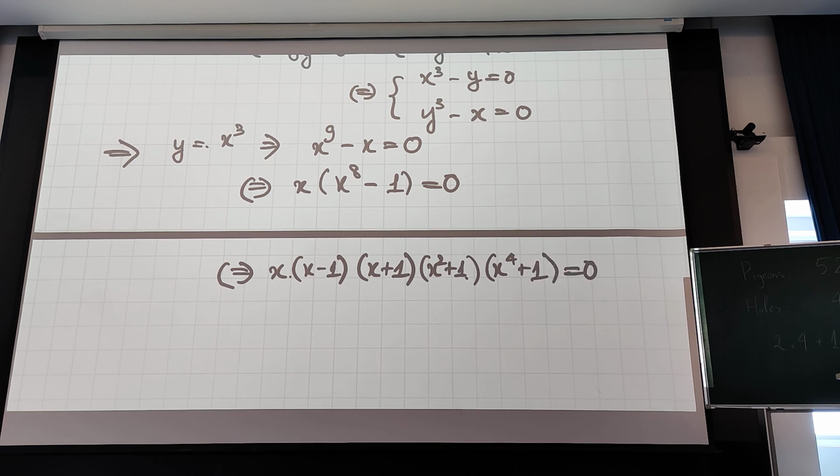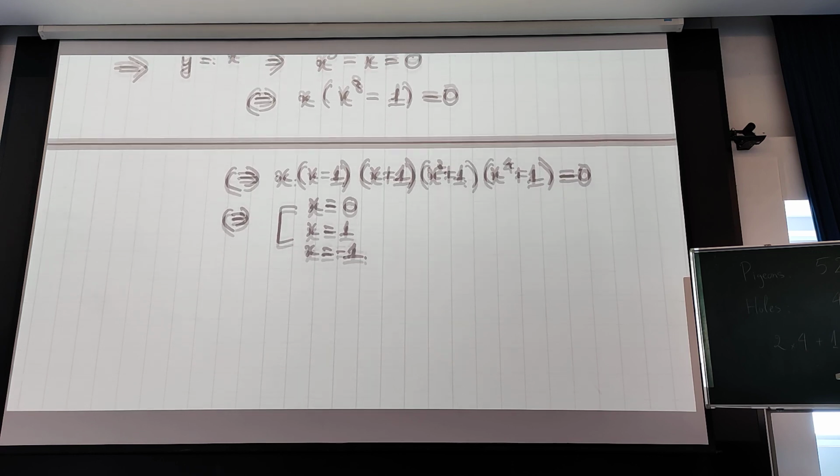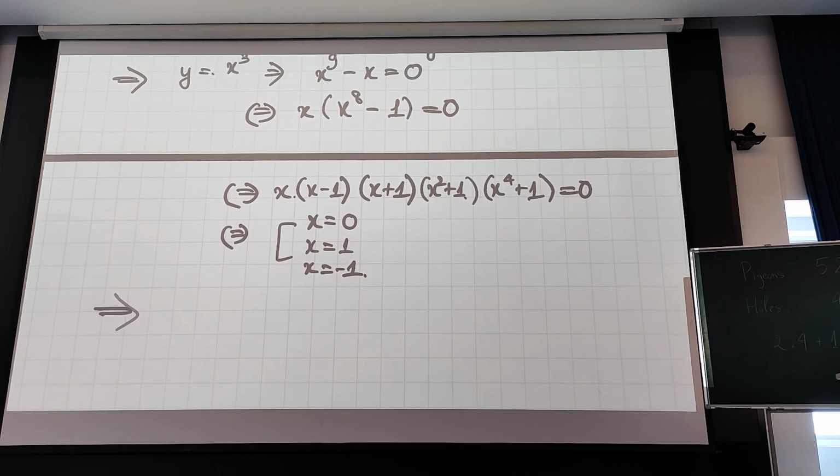So we are going to find the real roots of this equation. We don't care about the complex numbers. Right? That means x can only take the value 0, 1, or minus 1. You see? So that implies 3 stationary points: (0, 0), (1, 1), and (-1, -1).